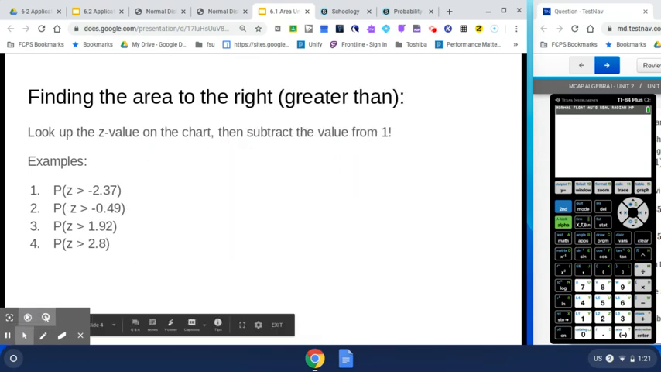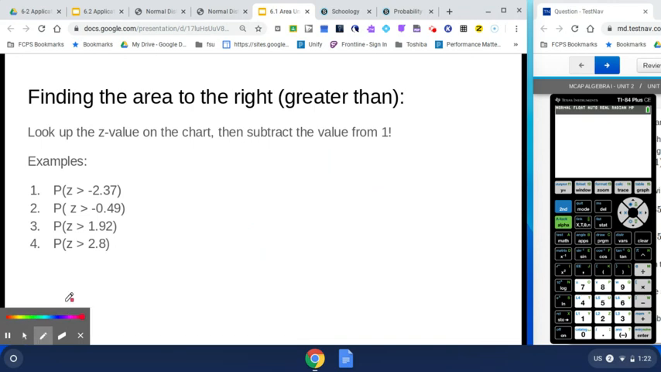In order to find the area to the right, or greater than a particular z, we have to first look the values up on the chart, but then subtract those probabilities from 1, because the charts will always read a left shaded region. Let's again take a look at numbers 1 and 3 together. So for number 1, we're finding the probability that z is greater than negative 2.37.